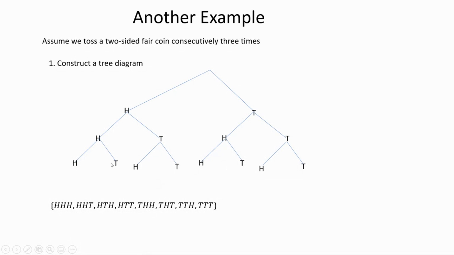So we have 1, 2, 3, 4. Wait, what am I doing? Here we go. 1, 2, 3, 4, 5, 6, 7, 8. So we know there are 8 possibilities, but what are they?